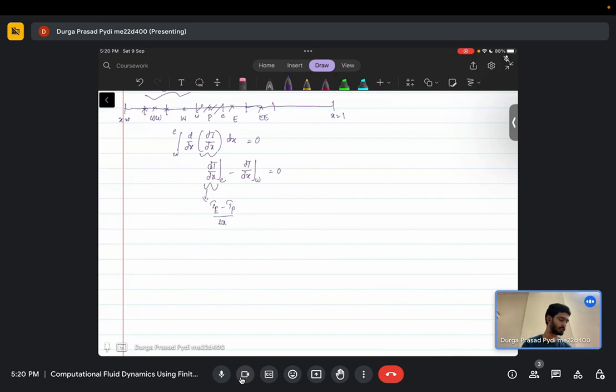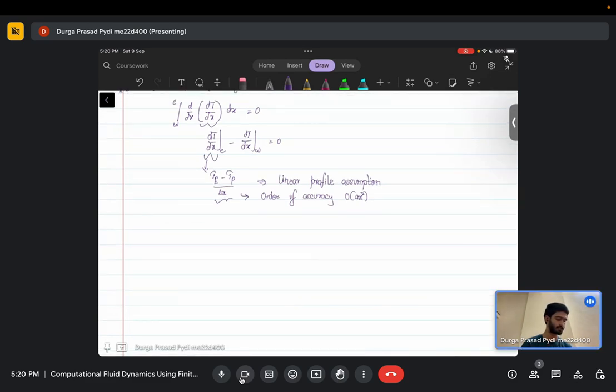This is the case of a linear profile assumption. So what would be the order of accuracy with this assumption? I think it's second order. So you are saying it is delta x square. Okay, we'll come to that.